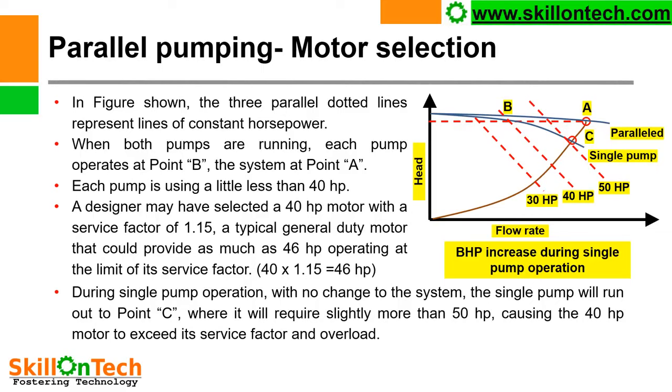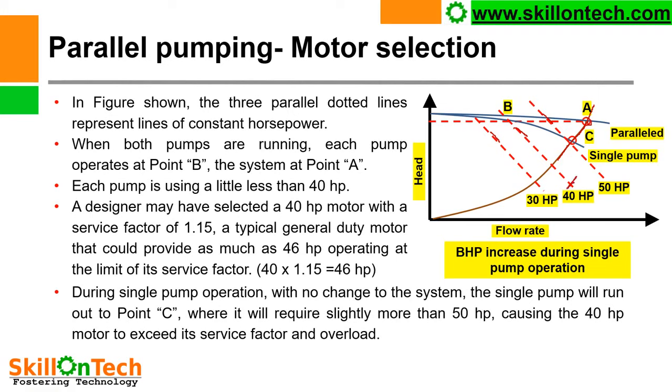So how? In the figure shown, the three parallel dotted lines represent lines of constant horsepower. These lines are 1, 2 and this 3. When both pumps are running, each pump operates at point B, the system at point A. So this is a system curve and it will intersect here. But both pumps are running at point B. Each pump is using horsepower a little less than 40 horsepower.